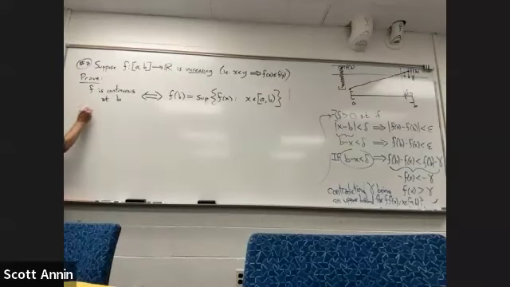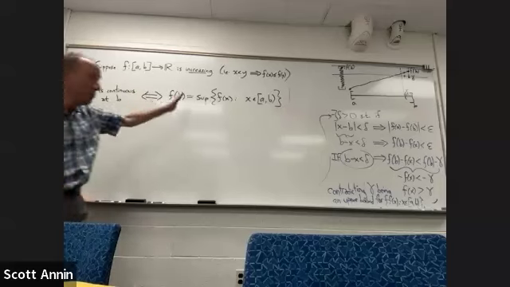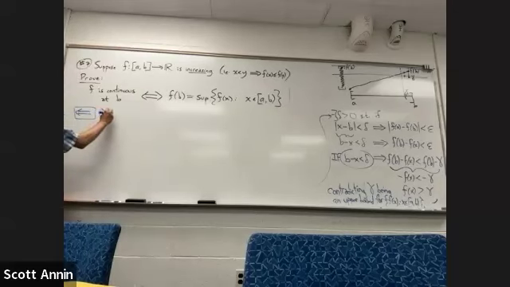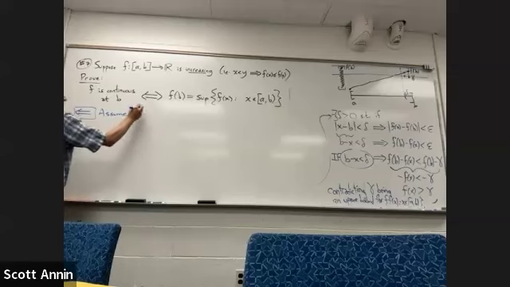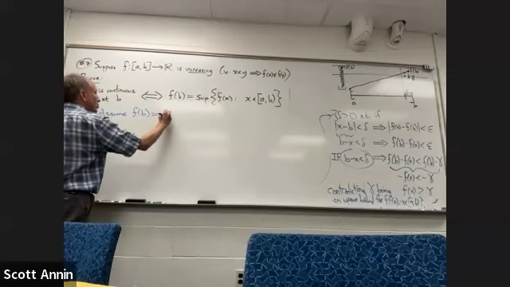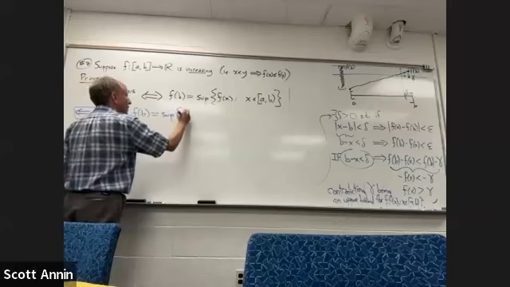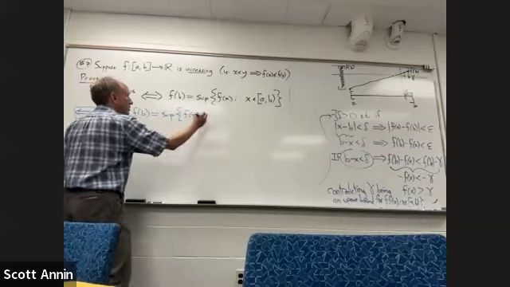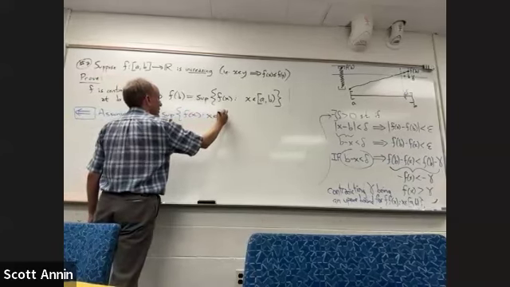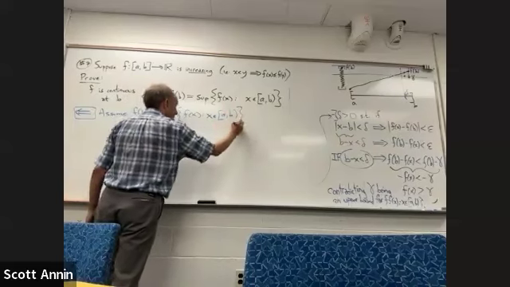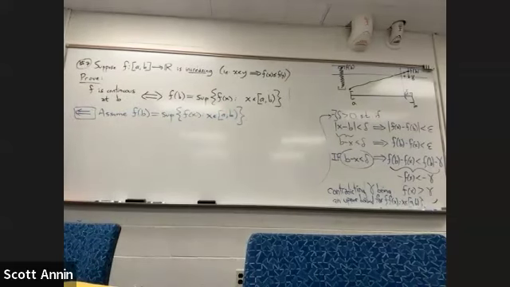So for the backwards direction, I'm going to assume that f of b is equal to the supremum of the set of all of these f of x's, where x is in the interval from a to b. And I claim that f is continuous at b. So I'm going to do that from the definition.